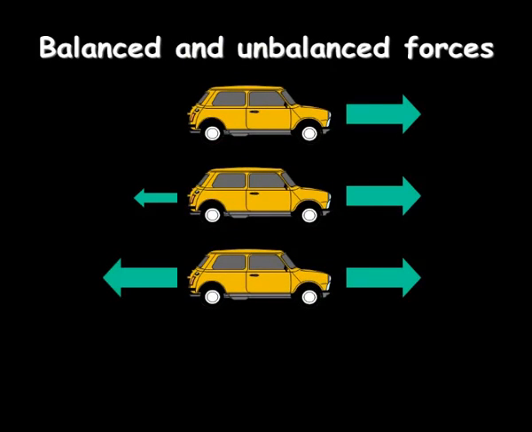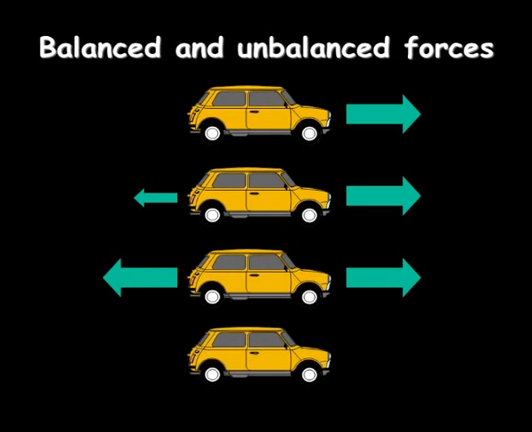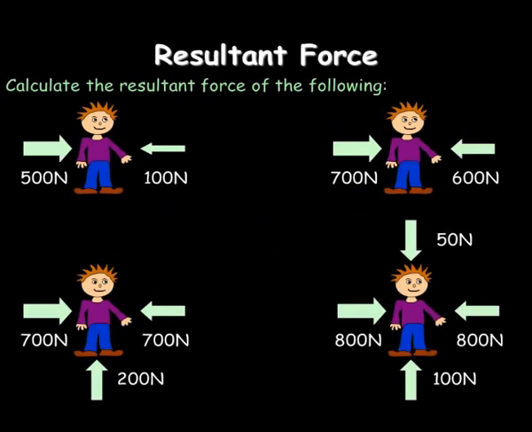Eventually, the arrows will balance out. They will be equal and opposite. So this Mini now travels at a steady or constant speed. It needs to keep the force forward to maintain the speed, but the force backwards is the same size in the opposite direction. If the Mini driver then puts his foot on the brake, takes his foot off the gas, there is no force going forward. The force going backwards, the brakes, will slow him down until eventually he stops.